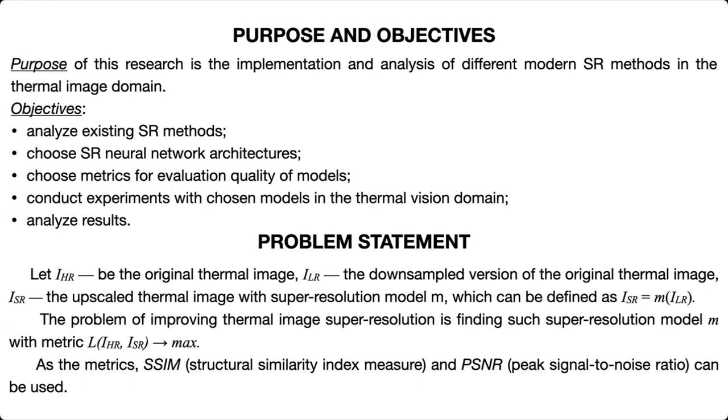The formal problem statement is the following. Given an original thermal image and its downsampled version, the task is to create a model that has a maximum value of the metric on original and upscaled thermal images. For metrics, structural similarity index measure and peak signal-to-noise ratio can be used.